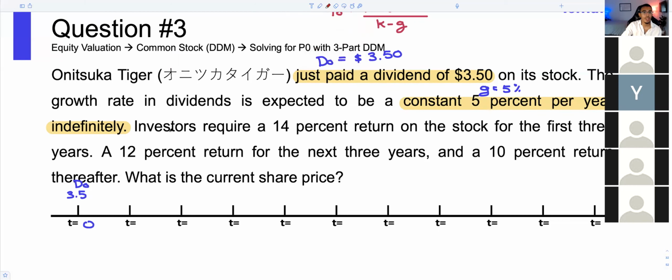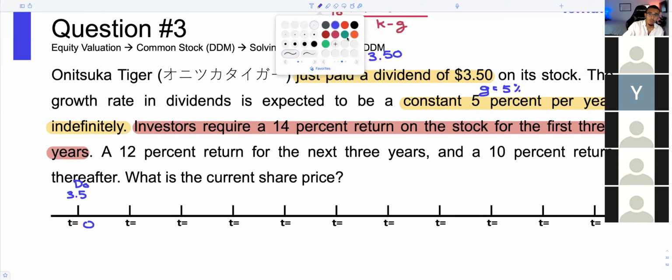We're telling you that investors will require a 14% return on the stock for the first 3 years. Okay? For the first 3 years, investors will require k to be equal to, all right? They're going to require k to be equal to 14%.